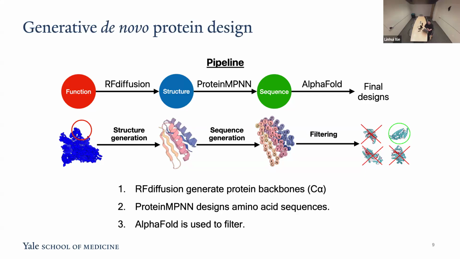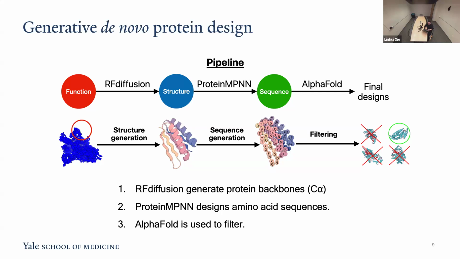First, they use RoseTTAFold diffusion to generate a backbone. In this case, it will have the alpha carbon for the amino acid, but it does not have the side chain. So they additionally use ProteinMPNN, the protein message passing neural network, to implant the amino acid sequence into the backbones. And then they will generate hundreds of thousands of these sequences for the peptide.